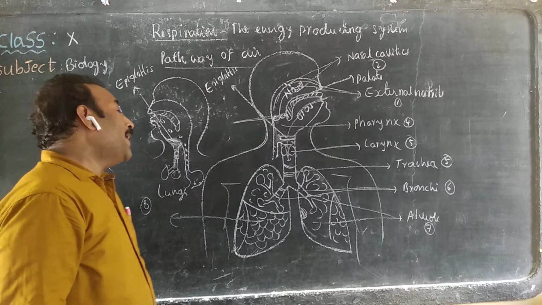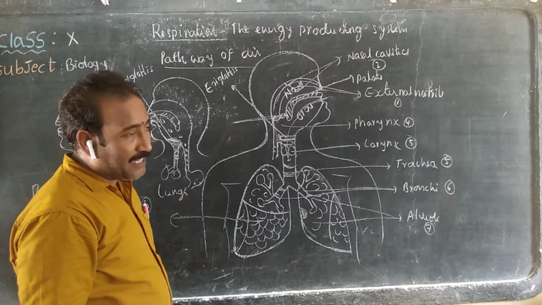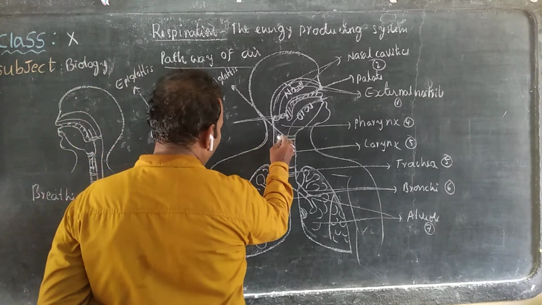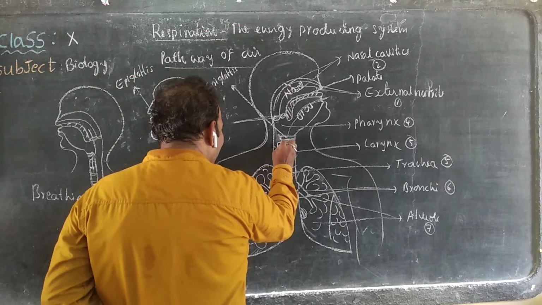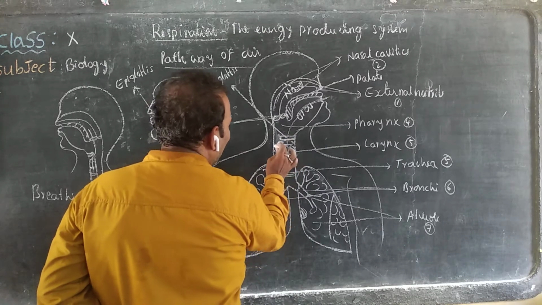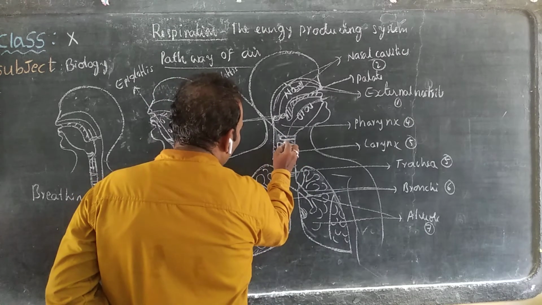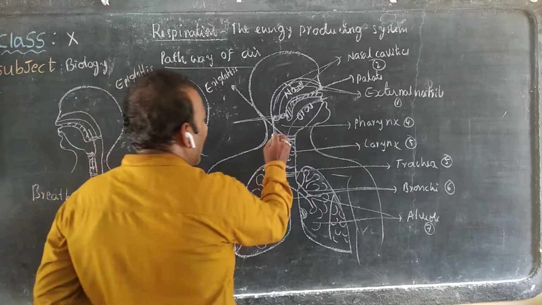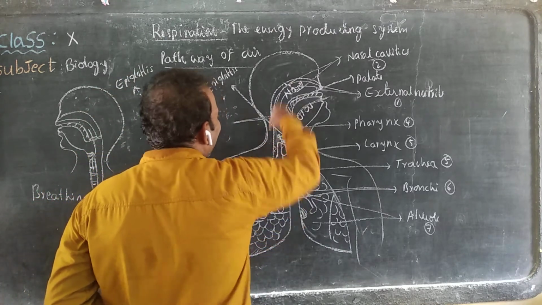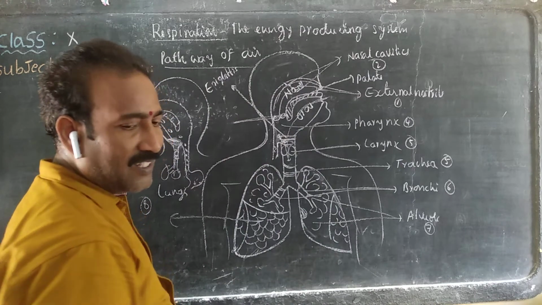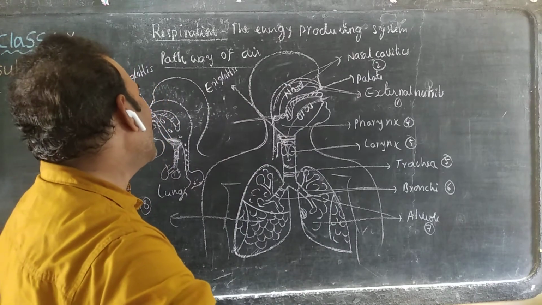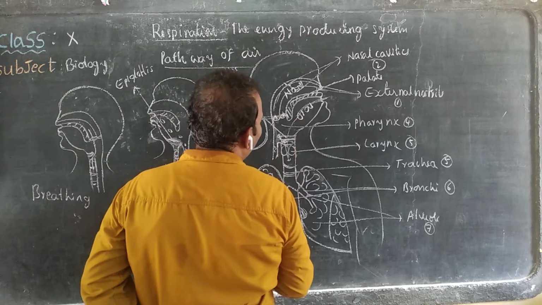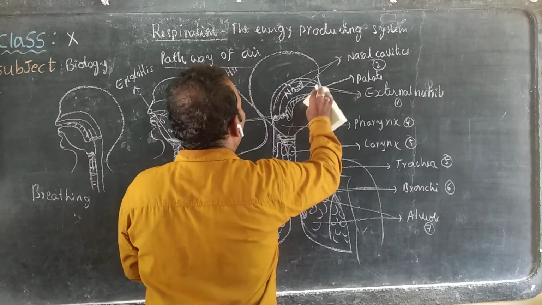Suppose some people talk with others while having the food, even while swallowing the food, then what will happen? Some food particles will try to enter into the trachea. Then what will happen? Our epiglottis stops the food grains. Suppose the epiglottis stops the food grains, they will go to either the nasal cavities or the oral cavity.